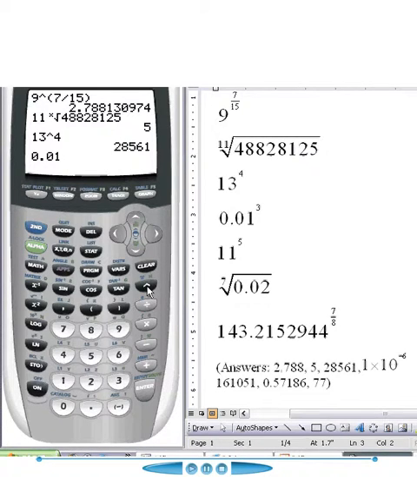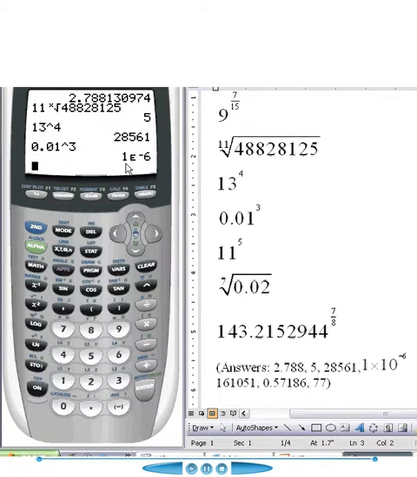0.01. We'll hat sign that up to the 3rd power, we'll cube it, and we get, now it's important to recognize that this 1e-6 is TI's way of, the TI-84 and TI-83, that's their way of showing scientific notation. So this answer really is 1 times 10 to the -6. 1e-6 implies 1 times 10 to the -6, their way of doing scientific notation in these calculators.